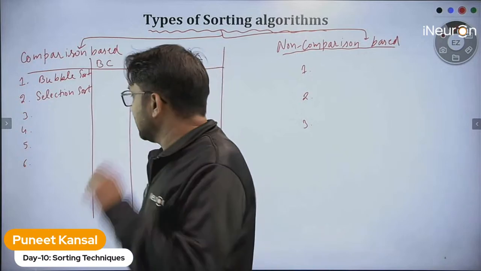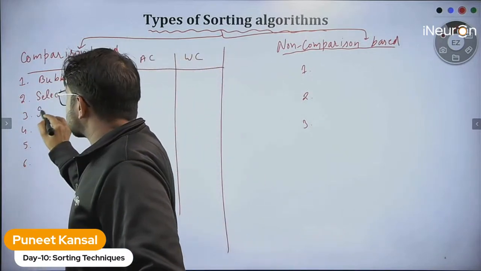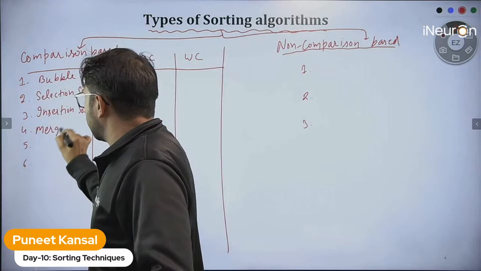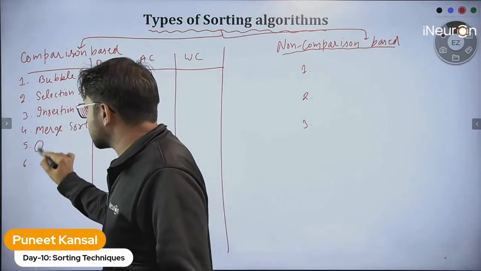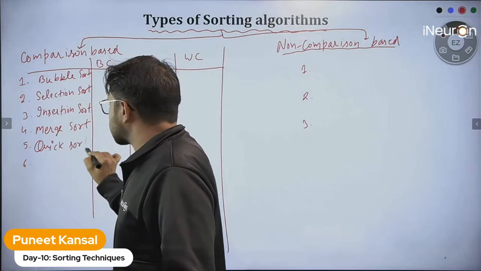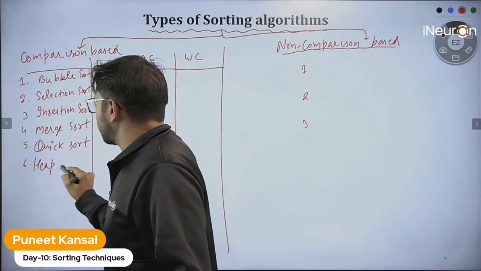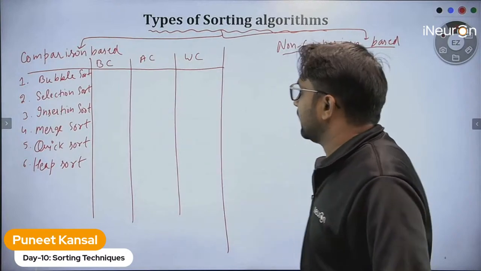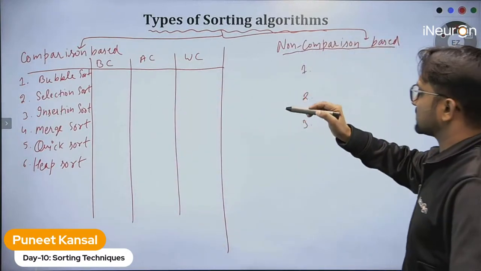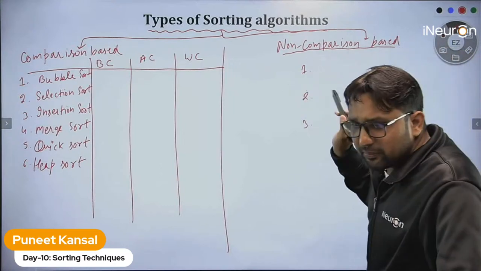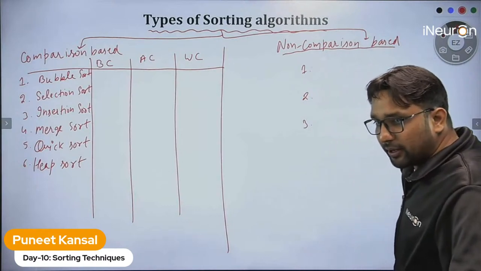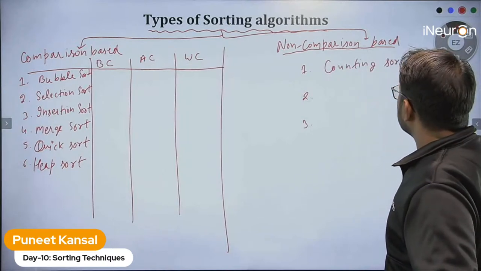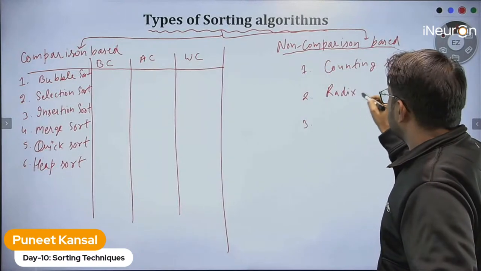You can write merge sort, yes. Merge sort is also comparison based. Actually, insertion sort, let me write first. Insertion sort. Next one is merge sort. Next one is quick sort. Next one is heap sort. I'm taking just the most popular ones. There can be many others also, like shell sort or many other comparison based sorting algorithms. But these are the most important ones. Nobody is going to ask out of this to you. Non-comparison based, let me see if somebody is saying non-comparison based. Welcome back, Aman. Non-comparison based, counting sort, radix sort. These are non-comparison.